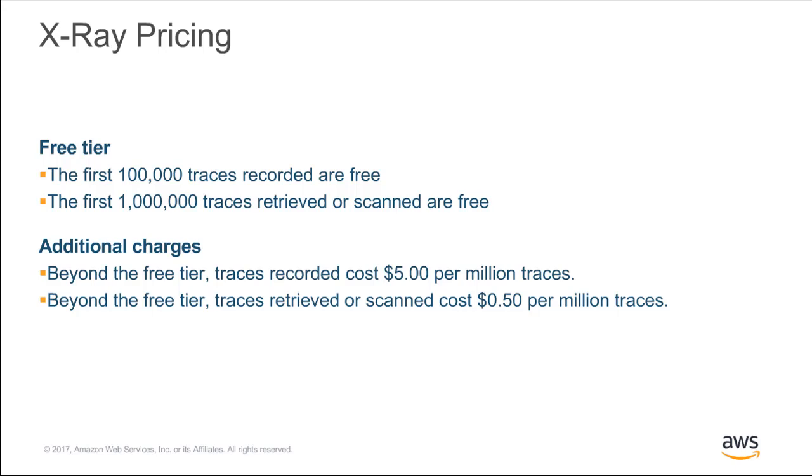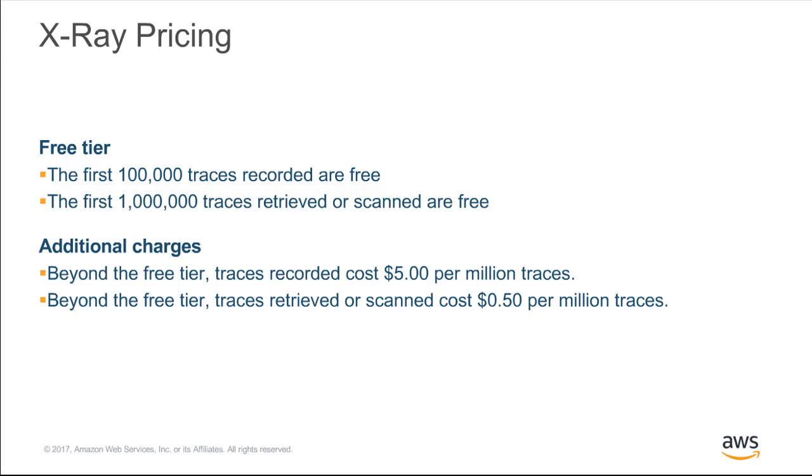Beyond the free tier, the charge is fairly nominal. You pay $5 per million traces that you record, and then you pay 50 cents per million traces that you retrieve from the system or you query.